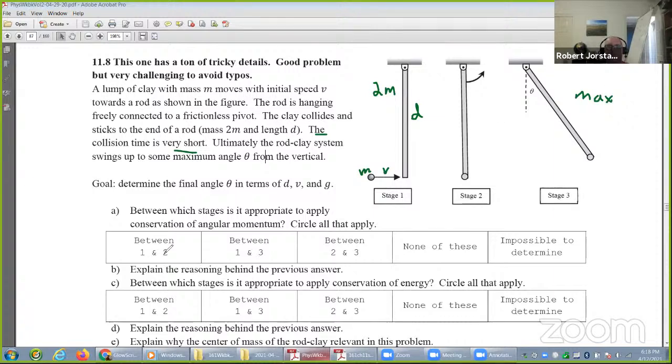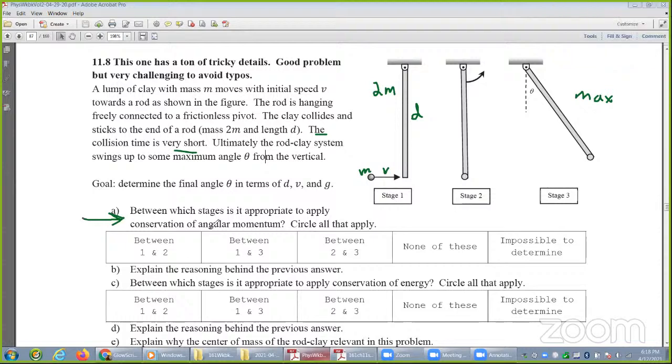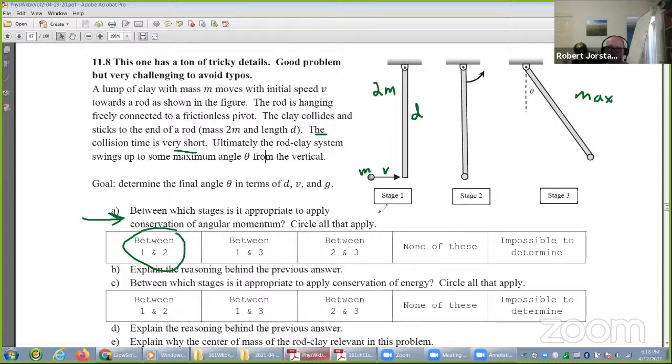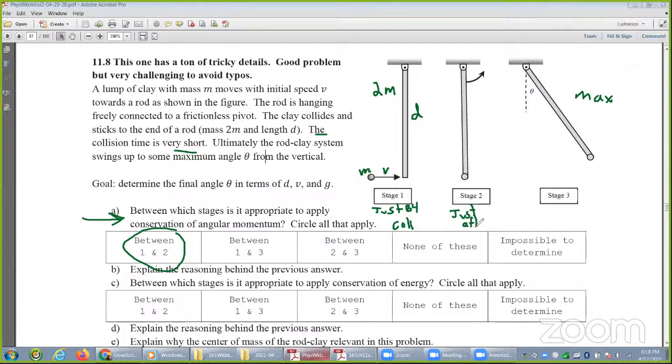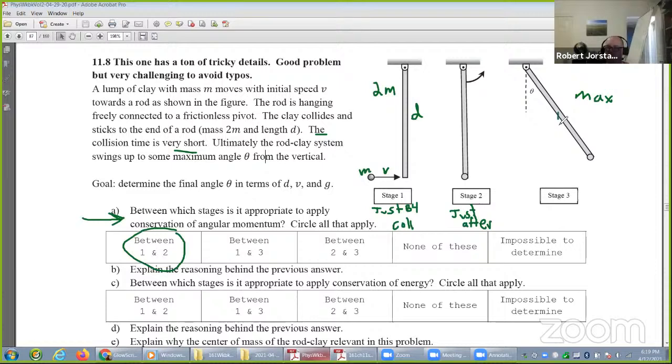So when is it okay to use conservation of angular momentum? What does your gut tell you? 1 and 2. Correct. During the collision stages, just before the collision and just after. That's when you do momentum. Is it because stage 3 has that external force? External torque. There's always the external force, right?